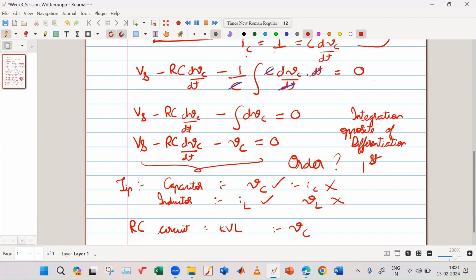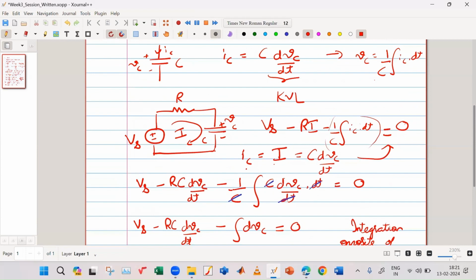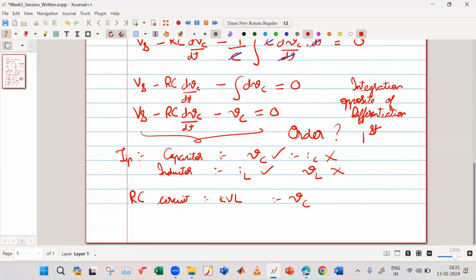Another thing which happens in most circuits is that the order of the differential equation is equal to the number of energy storage elements. In this RC circuit, there was only one energy storage element. So that's why the order of the differential equation comes to 1. So the order of the differential equation is, in most cases, the same as the number of energy storage elements.